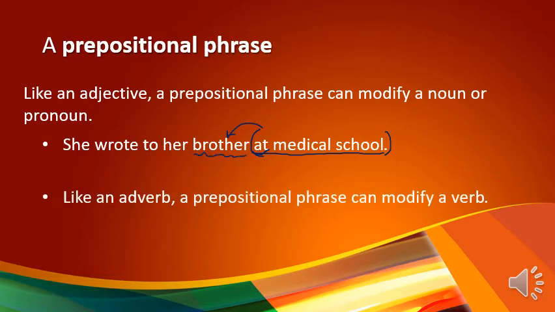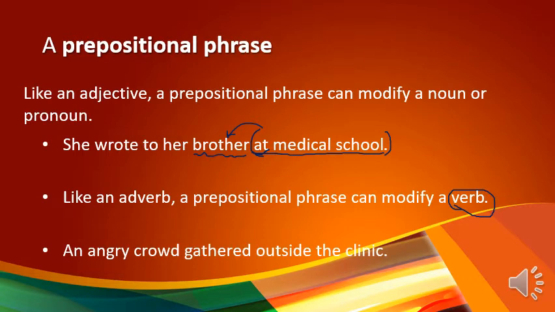Also, the prepositional phrase could act as an adverb. If you remember, the adverb modifies a verb. So a prepositional phrase can modify a verb. If we find the prepositional phrase after a verb, it modifies this verb, and this way the prepositional phrase works or functions as an adverb in the sentence. Like what?